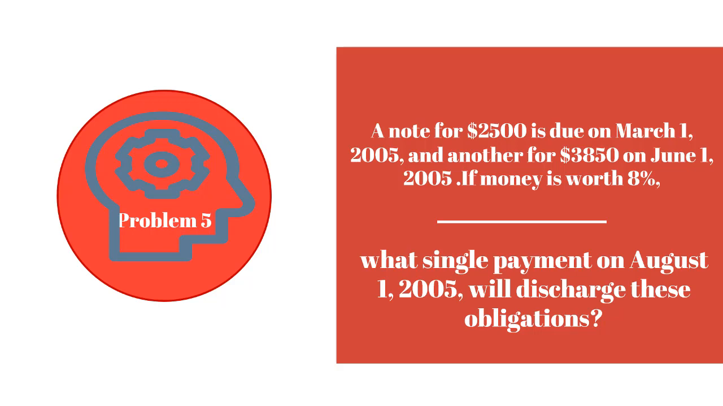Another example. A note for $2,500 is due on March 1, 2005, and another for $3,850 on June 1, 2005. If money is worth 8%, what single payment on August 1, 2005 will discharge these obligations?